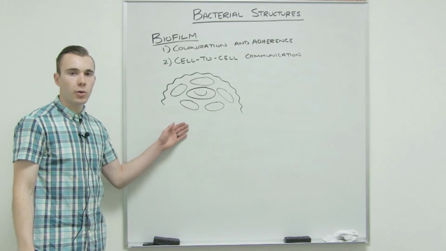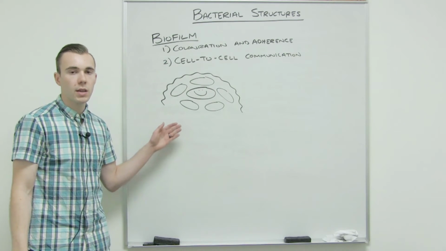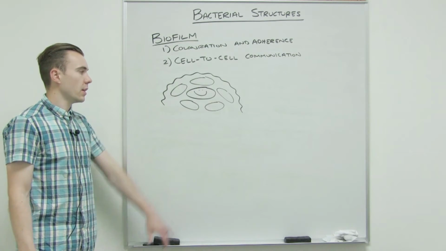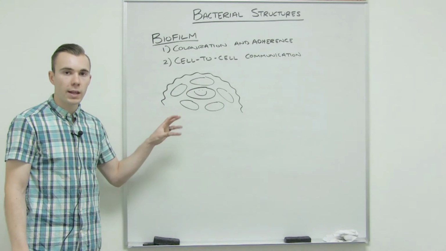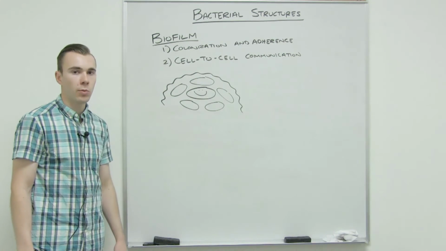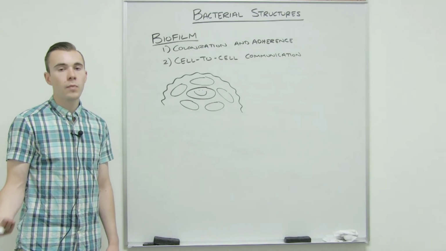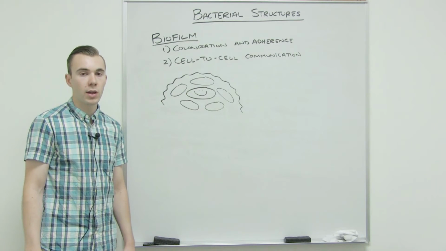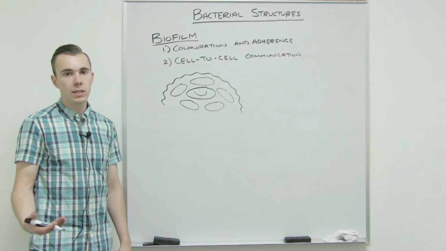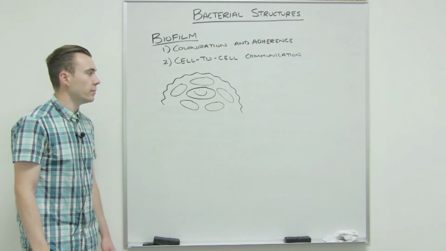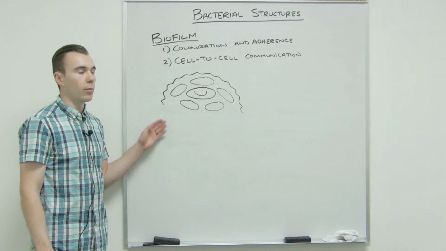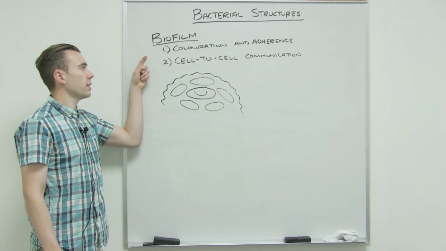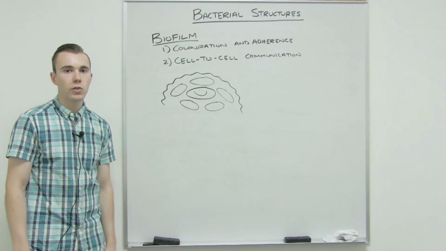But with bacteria, they're going to be able to adjust to their environment because they have these other friends, these other bacteria around them to communicate with. But when they're alone, they're not going to be able to really communicate and therefore cannot adjust as easily, which leads to them dying more easily. So this is the purpose of the biofilm. Know that it allows colonization, adherence, and cell-to-cell communication.